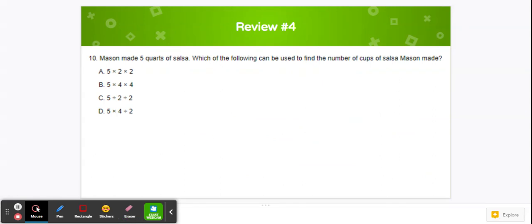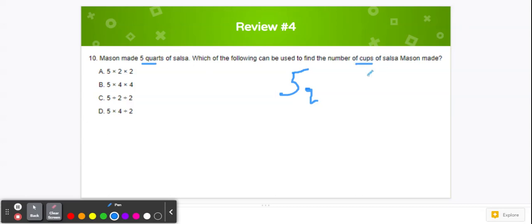Last one here. Mason made 5 quarts of salsa. Which of the following can be used to find the number of cups of salsa Mason made? So we just have expressions here. We don't have a solution, but we can still figure out which one's going to work. I'll use some pictures again. I got 5 quarts salsa. Okay, so I need to know a couple things.